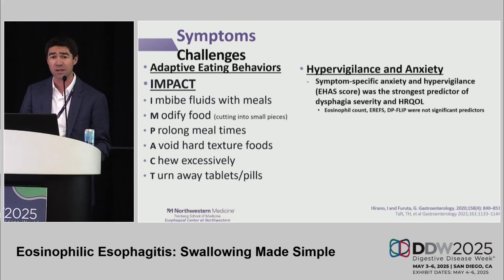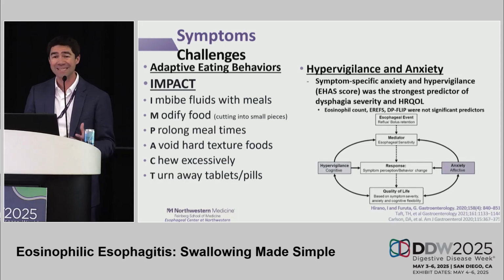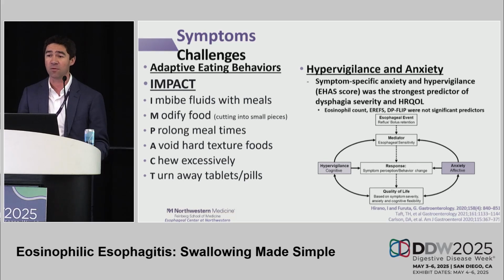The other factor that weighs in here is actually the degree of hypervigilance and anxiety. And we actually did a study a few years ago where we looked at this using a validated measure called the EHAS, or Esophageal Hypervigilance and Anxiety Scale. And we showed that this EHAS score was the strongest predictor of symptom severity in EOE patients, stronger than eosinophil count, stronger than EREF score, stronger than EndoFLIP metrics. And this makes sense. And this isn't telling patients that this is all in your head. This is the experience where these other factors of hypervigilance and anxiety really mediate how patients experience the environment.